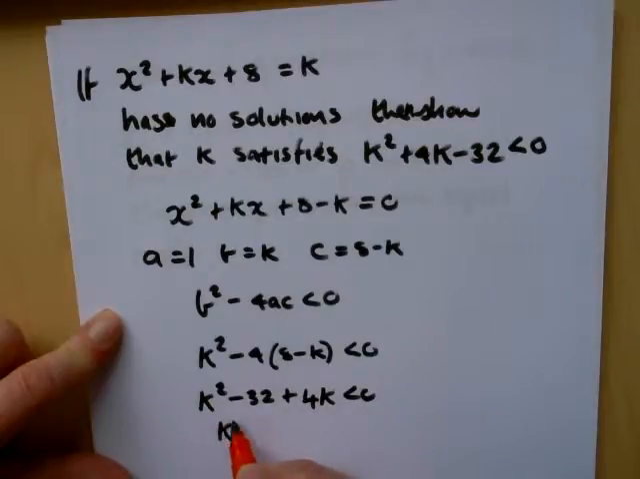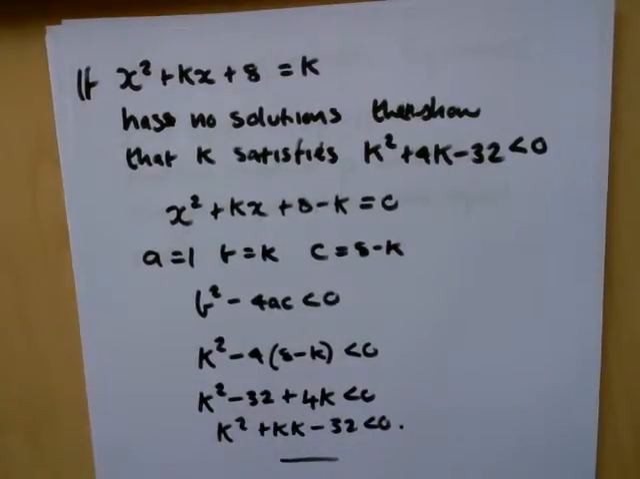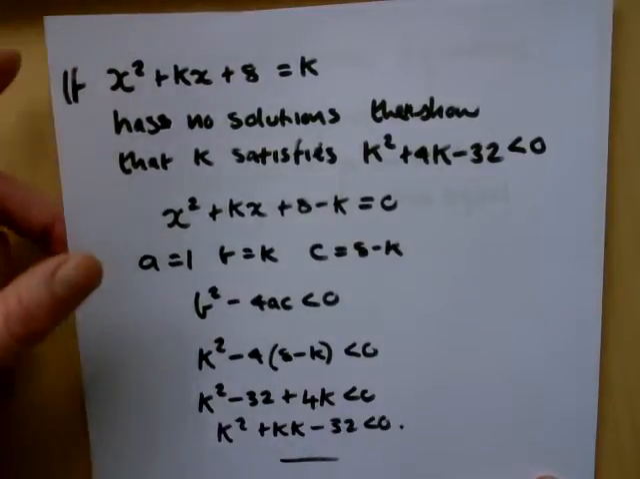I'll just write it around the way it was presented. k squared plus 4k minus 32 is less than 0. And that was a 3-mark question on a C1 paper.